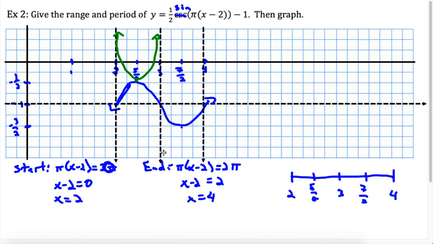I'm going to have my one period of cosecant is just going to look like this. My green function here. And obviously we just talked about this would continue on forever in both directions, but if we're just sketching one period, this is what it would look like.